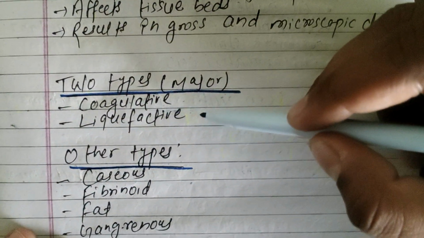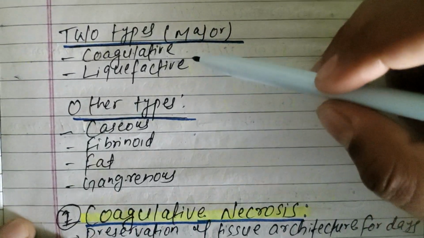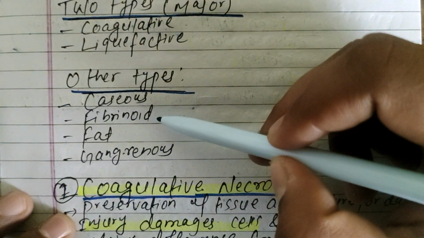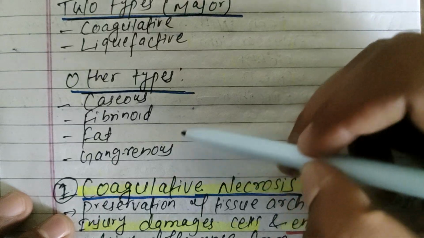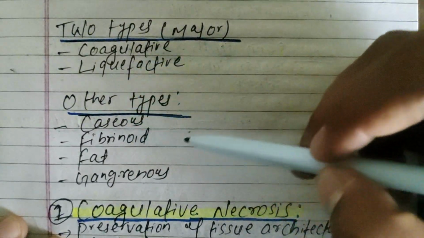There is coagulative and liquefactive, and there are also other types of necrosis: caseous necrosis, fibrinoid necrosis, fat necrosis, and gangrenous necrosis. So altogether there are 6 types of necrosis. We will discuss all the types of necrosis. First, let's discuss coagulative necrosis.